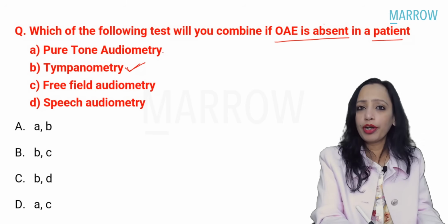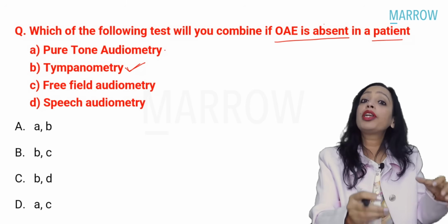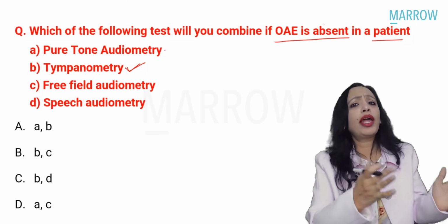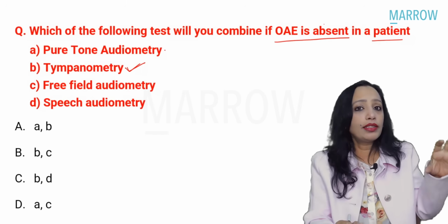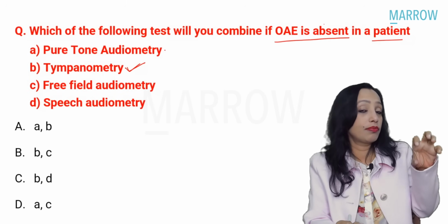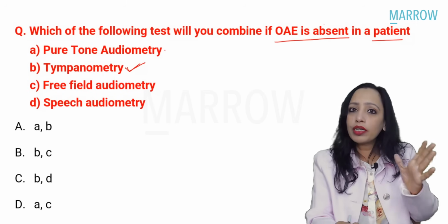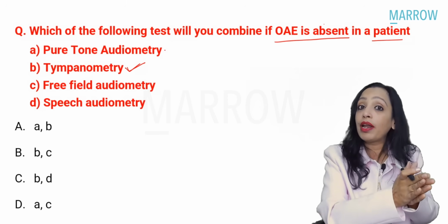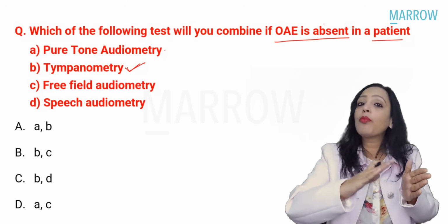What about pure tone audiometry? Will you like to go for pure tone audiometry if the otoacoustic emission is absent in a patient? After that, will you like to go for pure tone audiometry? Yes, I just told you the sequence in great detail. What is the sequence? Pure tone audiometry is always done before. It is done as a preliminary test, and the otoacoustic emission is a more specialized test.